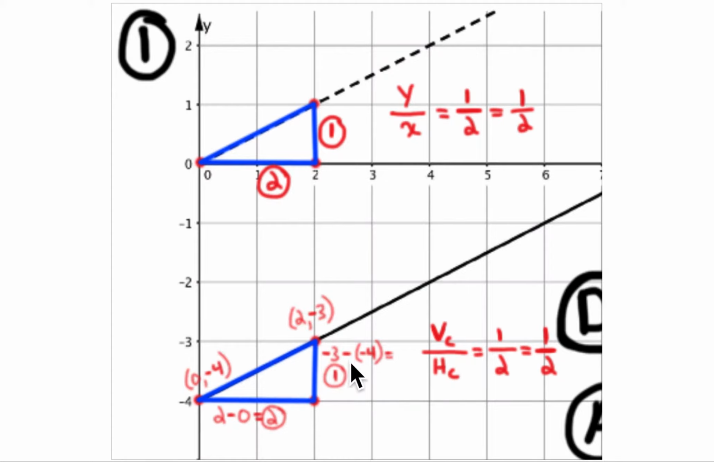Use the inverse operation, which is addition, and the additive inverse, which is a positive 4. So look what's going on here. This is a negative 3 plus a positive 4. So what you're now doing is sliding this point 4 units up, and so now it's going to match this slope triangle up here. You're sliding this point 4 units up, and so it's going to match this point right here.